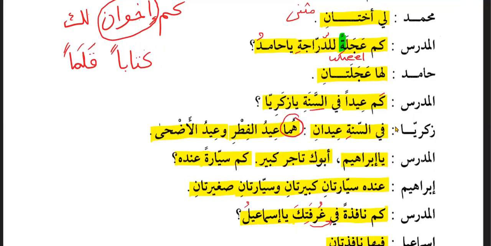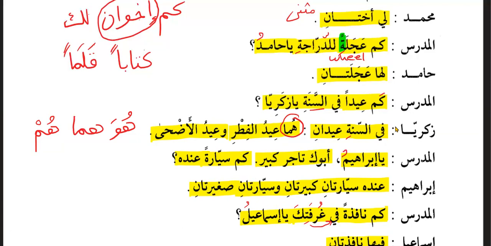هما, نعم. So we've done هو, which means what? Anybody? He. It means he or it. نعم. And in the last lesson we've done هم, which means they. So in this lesson we'll be doing هما, them two. We've done this before in a previous lesson anyway. هما, so they are, or those two are, عيد الفطر وعيد الأضحى. So they are عيد الفطر in Ramadan and عيد الأضحى in Hajj.